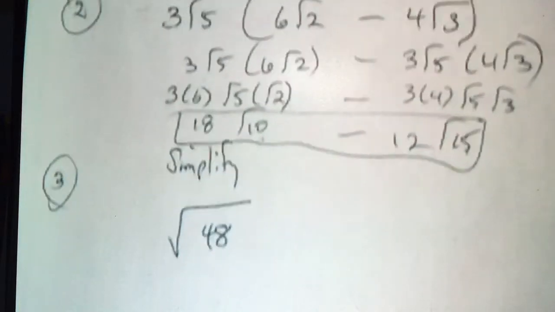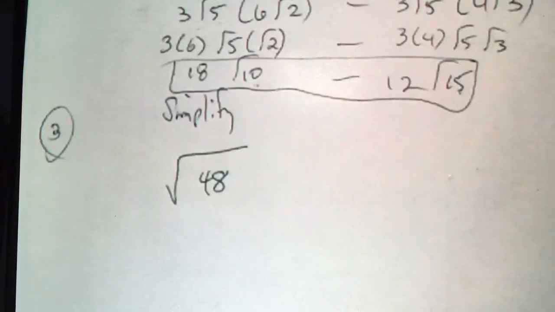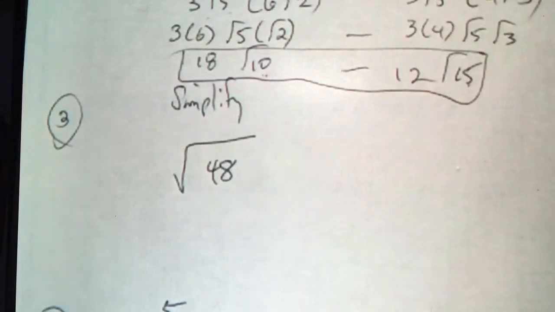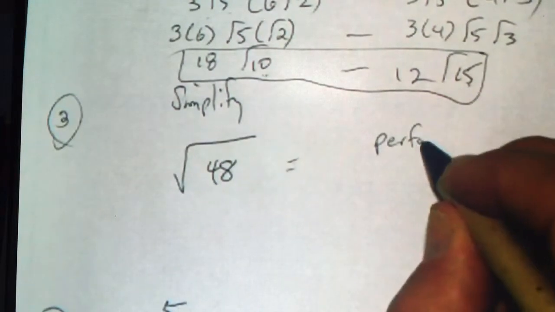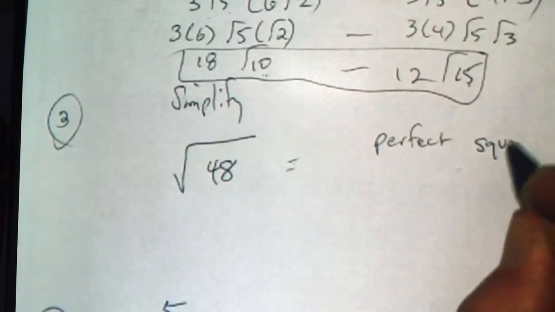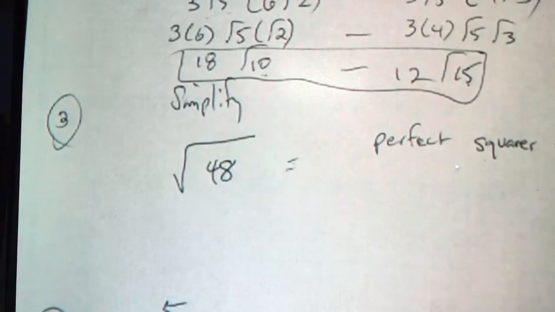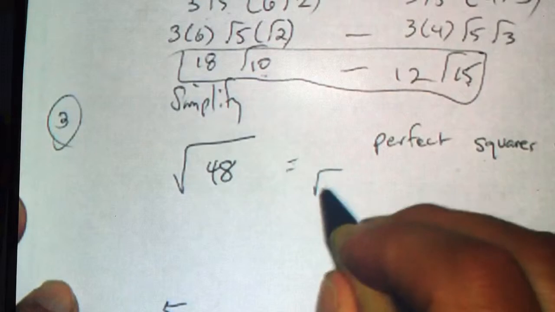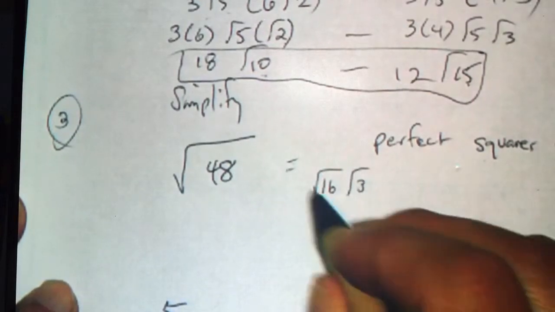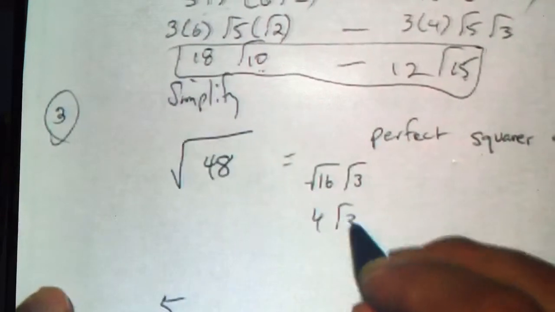Now the next one, number 3, simplify root 48. On this one, we're looking for perfect squares and doubles. We want perfect squares and doubles to end our radical troubles. Root 48 is equal to, now the best way to do this, there are 2 different ways to go, or maybe even 3, is to go root 16 times root 3, because 16 times 3 is 48. Root 16 is 4, 4 root 3 is our answer.